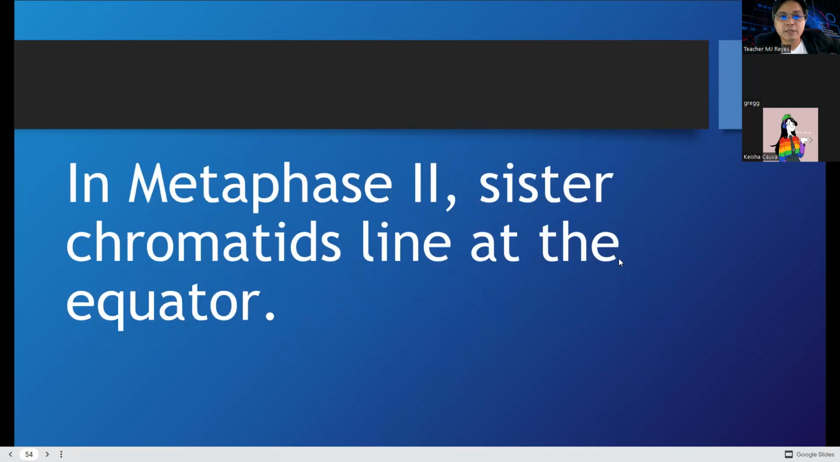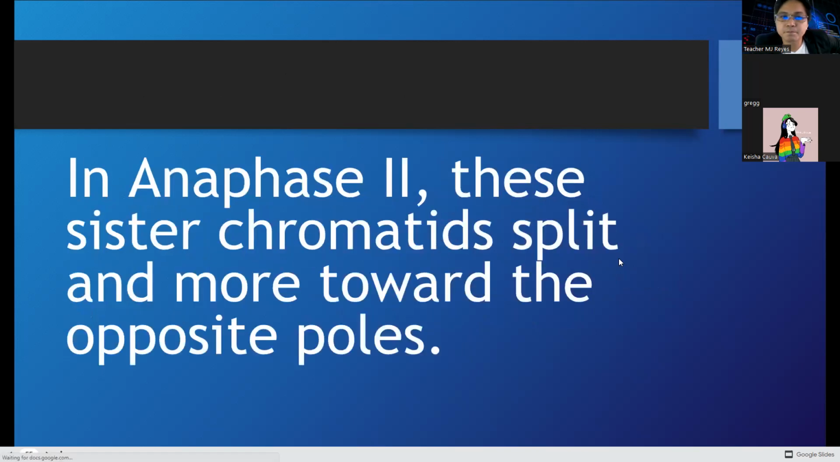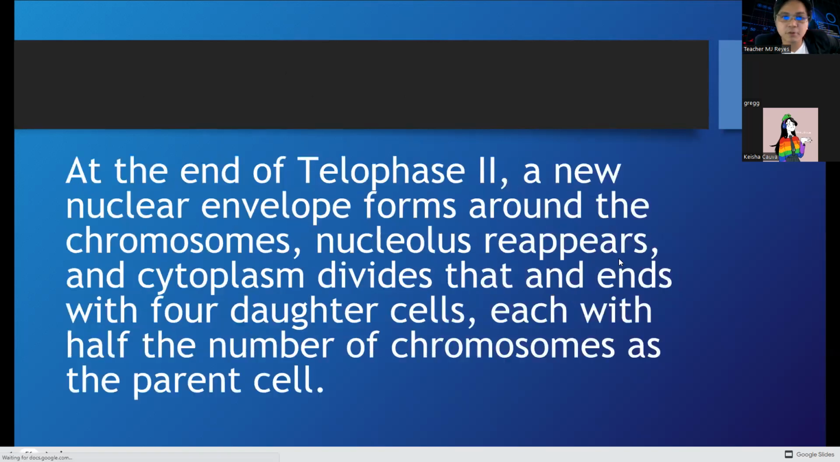In metaphase 2, sister chromatids are at the center of the equator or equatorial line. In anaphase 2, these sister chromatids split towards the opposite poles. And at the end of telophase 2, a new nuclear envelope forms around the chromosomes, the nucleolus reappears and the cytoplasm divides, and it ends with 4 daughter cells, each with half the number of chromosomes as the parent cell.